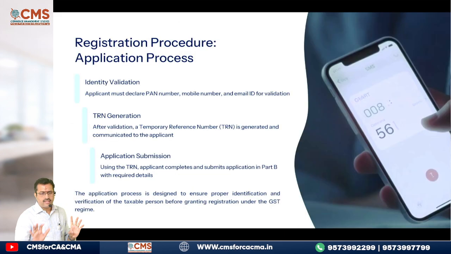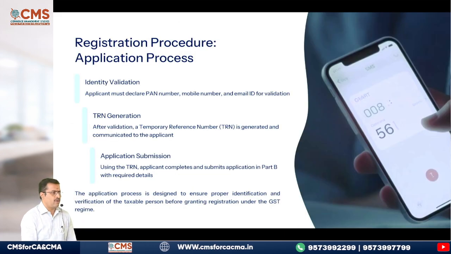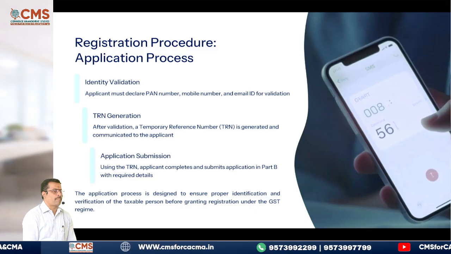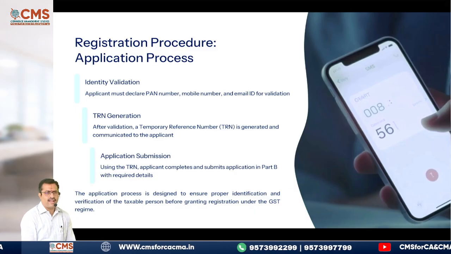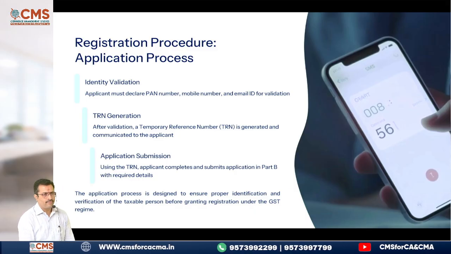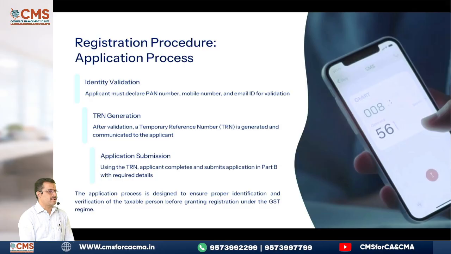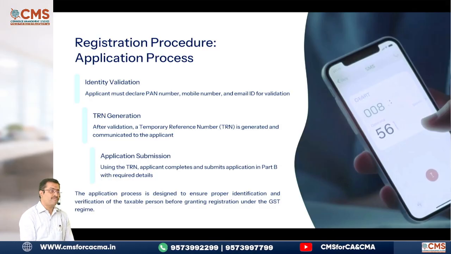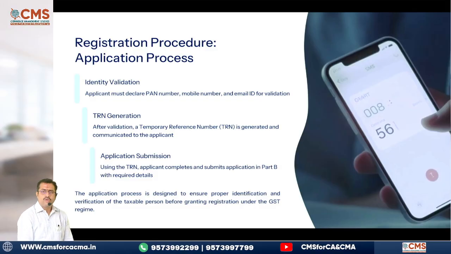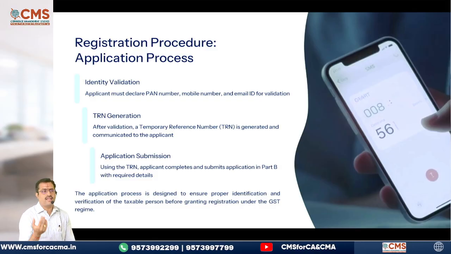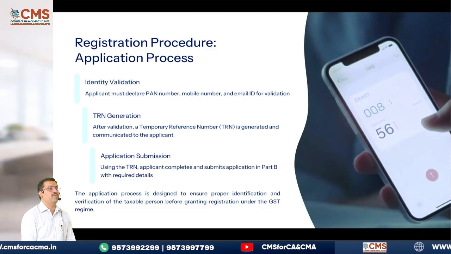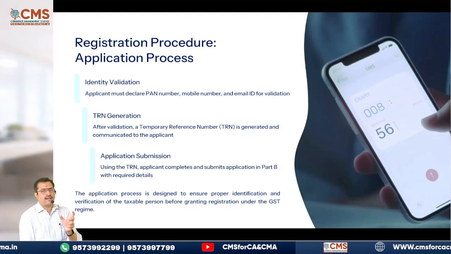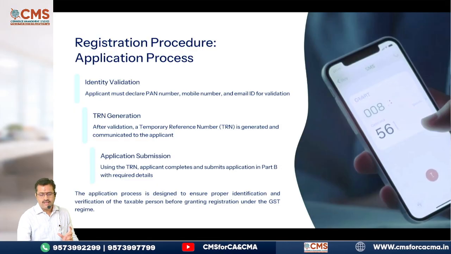Clear? Then registration procedure. What is the procedure? First, identity validation. I told you, your PAN number, email ID, phone number will be validated. OTP will come, I told. Then TRN generation. I told you, after OTP, TRN will be generated. After that, what you should do? You have to fill Part B and submit the application. Once you submit, what number will be generated? I told you, the ARN number will be generated. Using the ARN number, I told you, you can track the application.